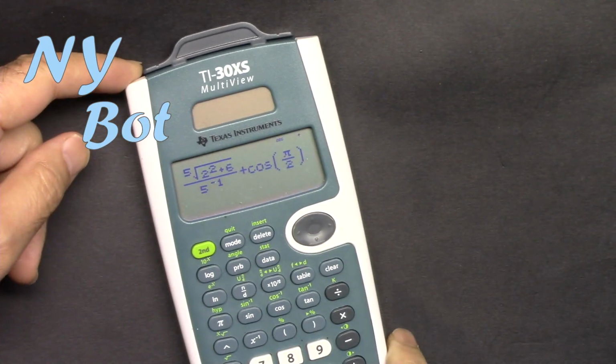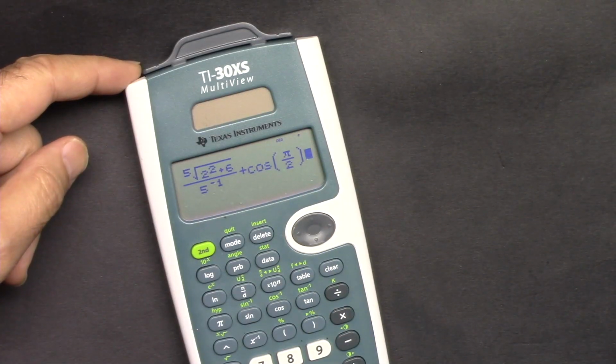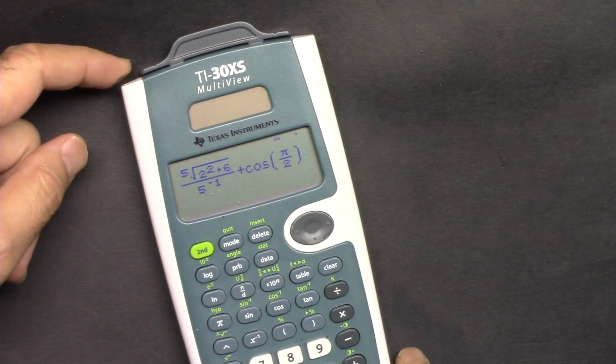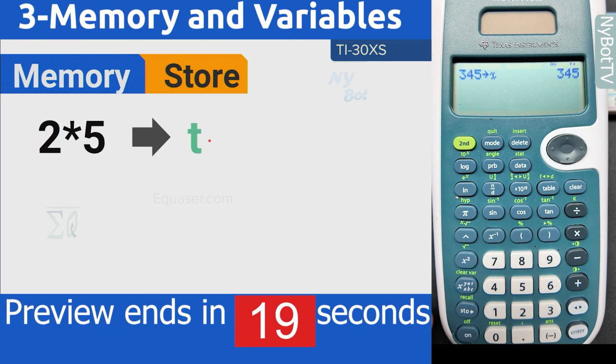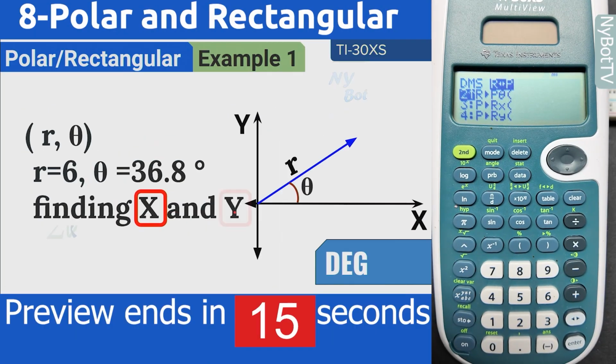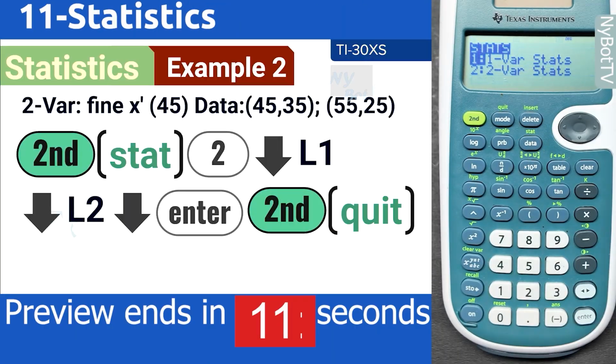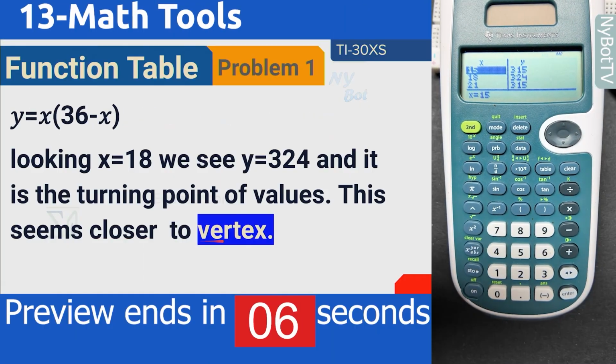In this video we are going to use this TI-30XS scientific calculator to learn how to convert polar and rectangular. This video is part of a full video manual for this calculator. The link to watch that video is below this video in the description.